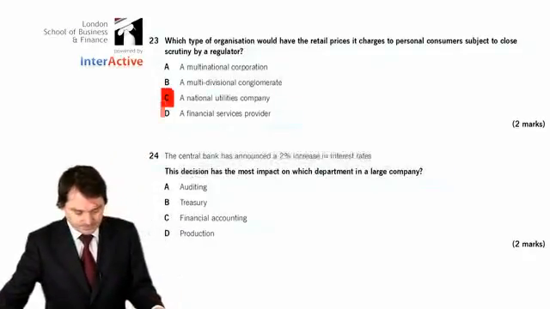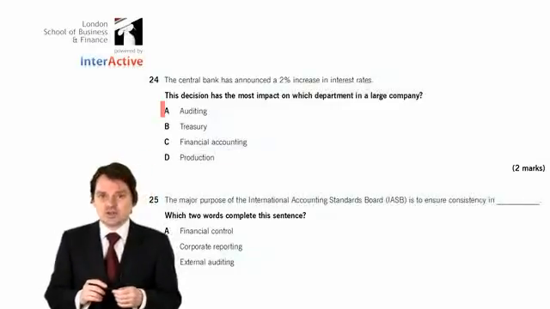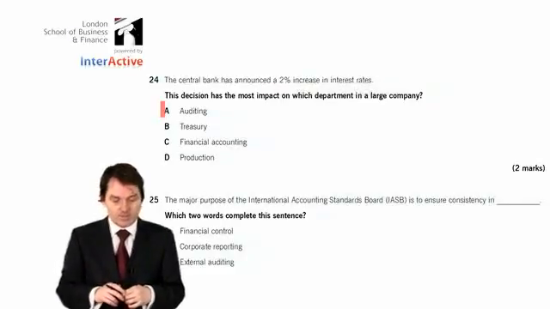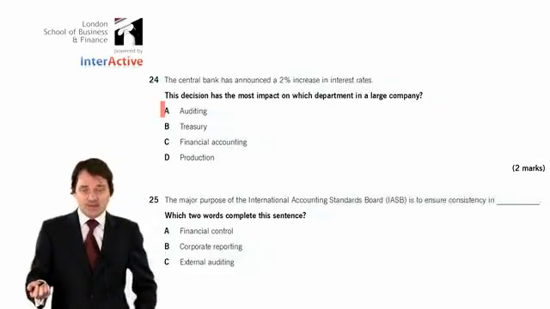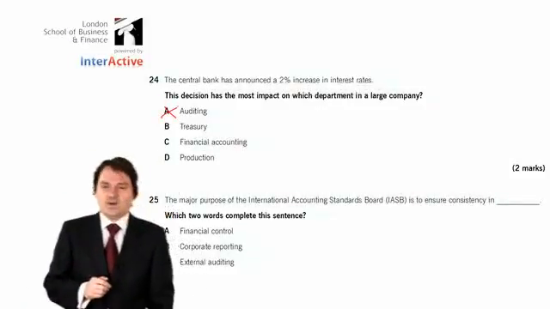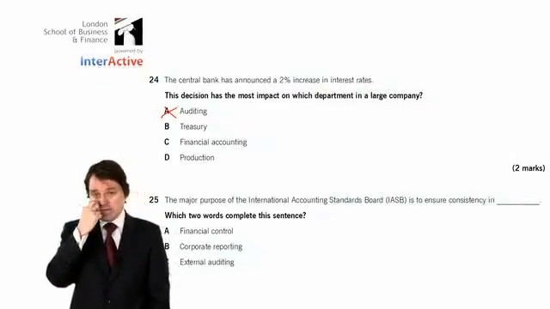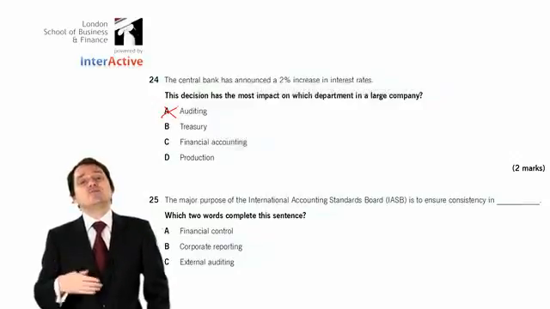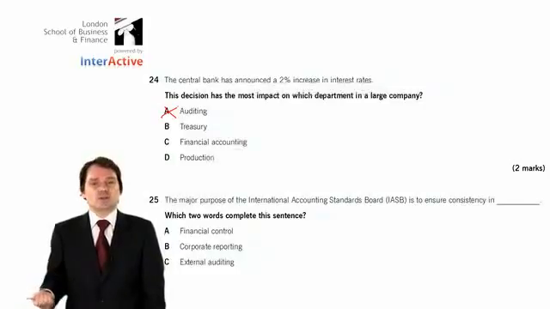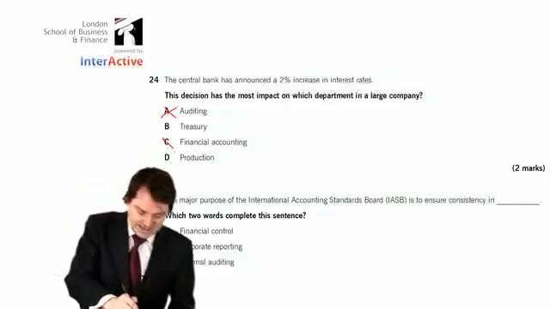Question 24. A central bank has announced a 2% rise in interest rates. The decision has the most impact on which department? Now again, I think this one is going to be obvious, but auditing? Don't think so. Financial accounting? It looks like it could be because it's to do with the bank, but remember financial accounting is simply recording the transactions that you've got. The fact the banks change the interest rate doesn't make any difference to the fact that the invoices still have to be recorded. So it's actually not C.